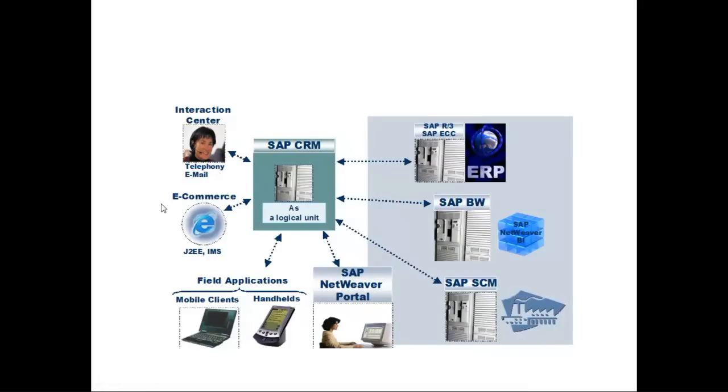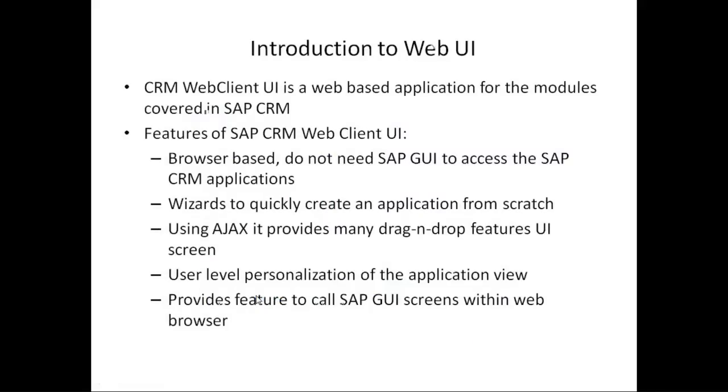Also the e-commerce applications, that is the web internet application, the web channel, which is built with J2EE technology. And also the field applications, using mobile clients or handheld devices, can access the CRM business data from the central CRM server, which is connected with all other systems. These are the various channels which can access the CRM business data.